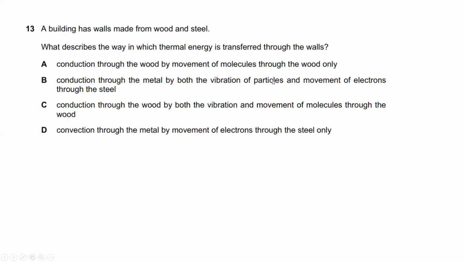So next question, question number 13. It says a building has walls made from wood and steel. What describes the way in which thermal energy is transferred through the walls? Number one is conduction through the wood by movement of molecules through the wood only. Remember, wood and steel are both there, so the word only doesn't suit well, and wood is an insulator, so not much of a thing.